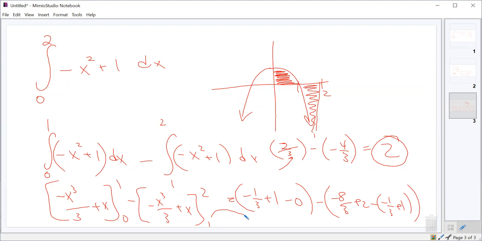Negative 1/3 plus 1 is 2/3. That's definitely true. Negative 8/3 plus 2 is negative 2/3. Negative 2/3 plus 1/3 should be negative 1/3. And minus 1 should be negative 4/3. Okay, I feel good about my arithmetic. All right.